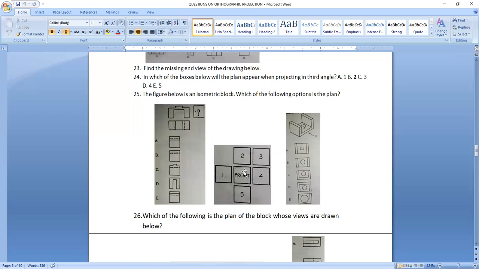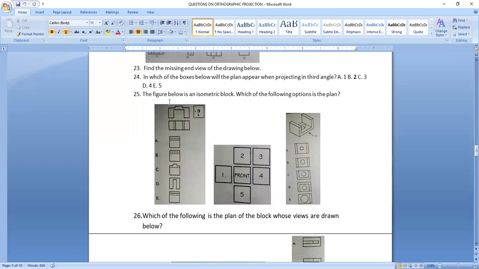So when you draw in third angle projection, the plan is always above the front view. As we are given here, this is the front view, so the plan is above the front view. The plan will be drawn in this box here, and the end elevation can be this or this, depending on whatever we want to see. So the answer to this question is option B, which is true.